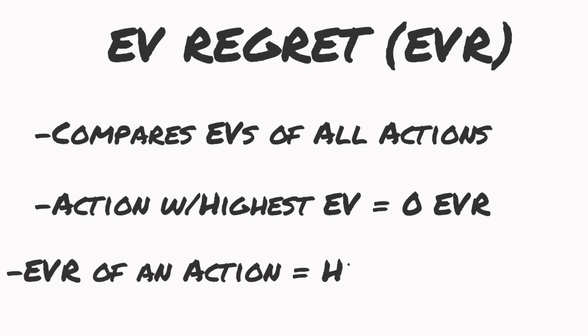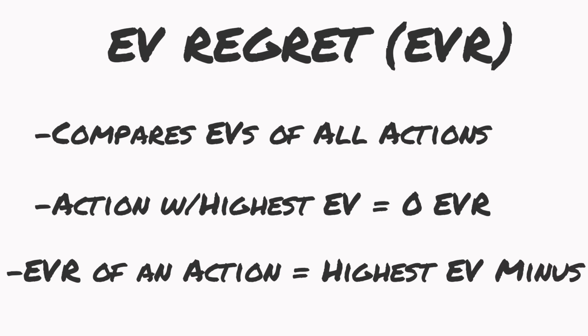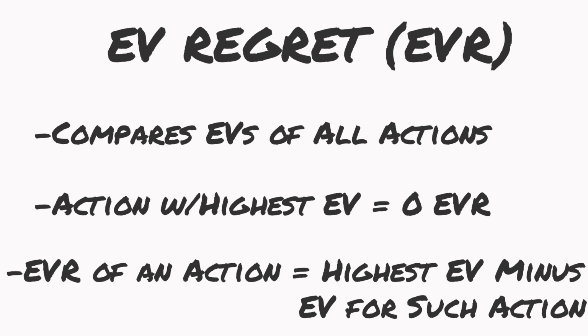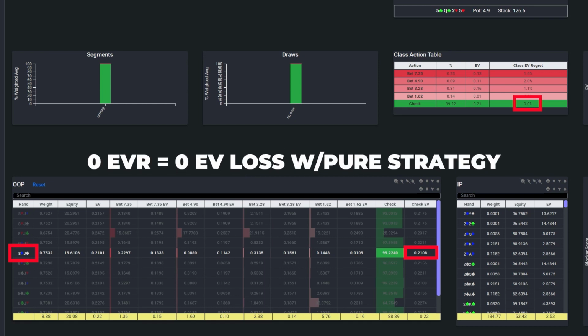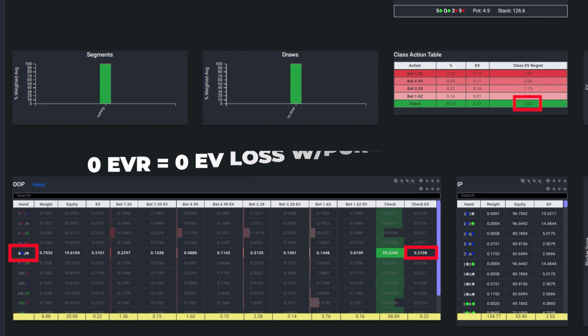However, when the EV for an alternative action is higher, EV regret calculates the maximum amount of EV we'll lose, expressed as a percentage of the pot, by taking such action over the alternatives. And so if we take a look at the class action table, which calculates the average optimal frequencies and EV regrets for each action for the class of hands selected by the user, we see that the EV regret for checking this specific hand is zero, since this is the action with the highest EV for this particular hand. This means that if we decided to use a pure strategy and just check this combo 100% of the time in this exact spot, then we would not lose anything in expectation against a GTO opponent.